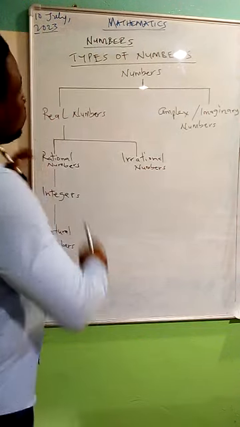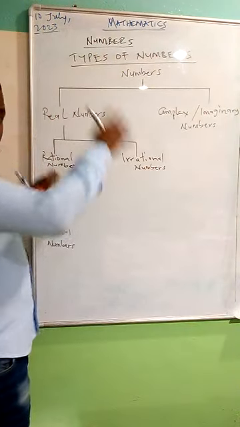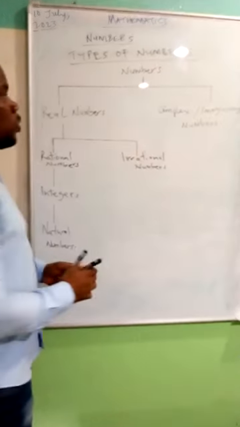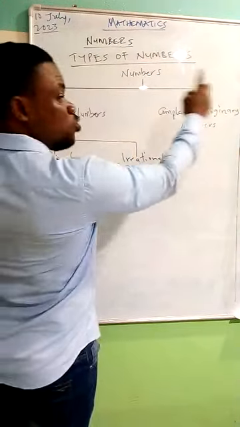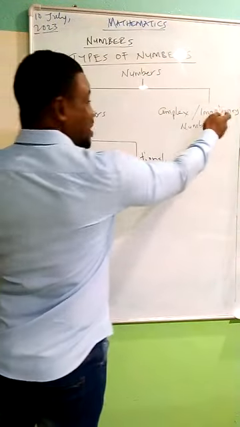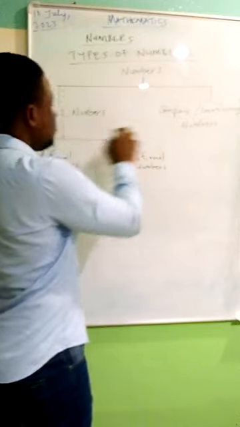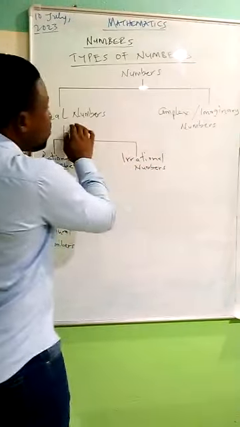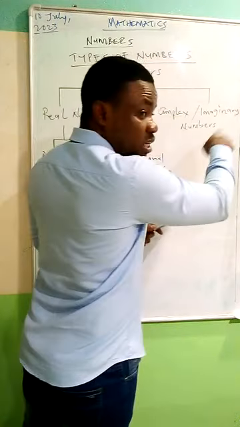Okay. These are a set of types of numbers. We have different types of numbers in maths, right? Numbers are generally divided into two. Either the number is real, or the number is imaginary or complex, right? Real numbers or complex, imaginary numbers. We have real numbers, and then we have complex or imaginary numbers.